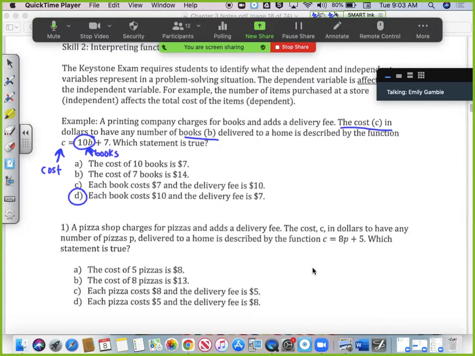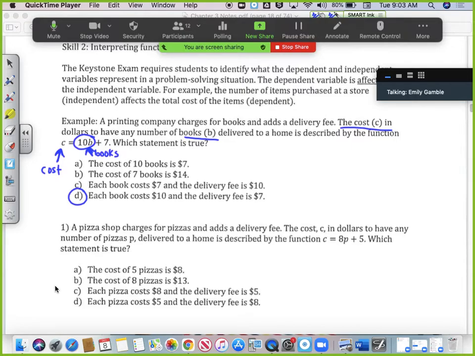Let's look at the next one. A pizza shop charges for pizzas and adds a delivery fee. The cost C in dollars to have a number of pizzas P delivered to a home is described by the function C equals 8P plus 5. Again, let's look at these four situations. The cost of 5 pizzas is $8. The cost of 8 pizzas is $13. Each pizza costs $8 and the delivery fee is $5. Each pizza costs $5 and the delivery fee is $8. Which one makes sense for this problem?